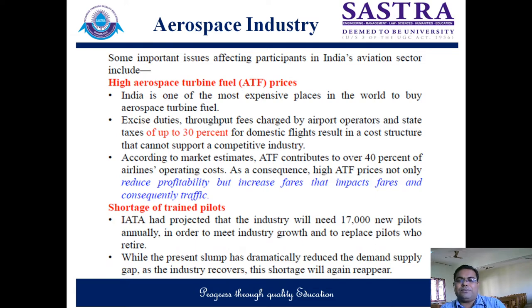Second one is the shortage of trained pilots. IATA has projected that the industry will need 17,000 new pilots annually in order to meet industry growth and to replace pilots who retire. While the present slump has dramatically reduced the demand-supply gap, as the industry recovers the shortage will reappear. That means in the next 10 years there will be a huge demand for trained, skilled pilots, particularly in civil aviation, which needs to be fulfilled.